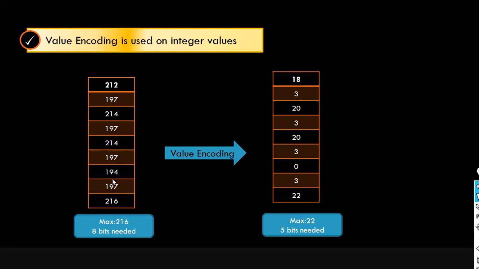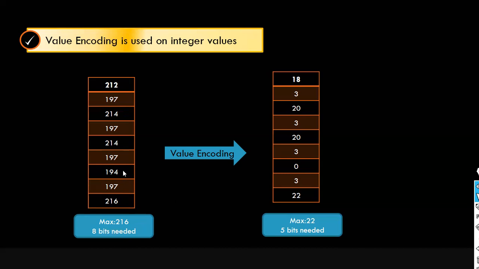In this data, it finds out the maximum value, 216. Am I correct? In this data set, the maximum value is 216. It subtracts the maximum value from each and every value. For example, 212 minus 216. Okay, sorry, the maximum and minimum value. Here the maximum is 216, and here there is 194. Look here, 194. Sorry, the minimum value.